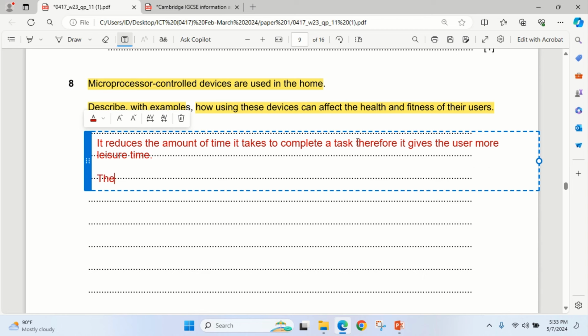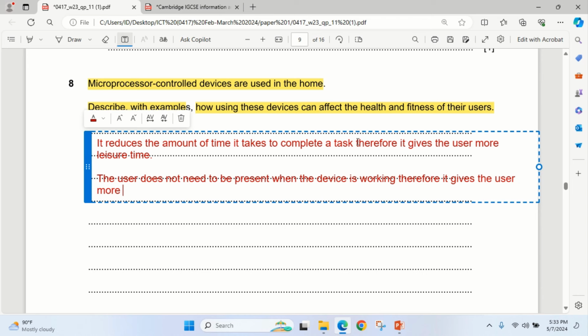Okay, the next one is that the user does not need to be present when the device is working. Like the washing machine, you don't need to be there while it's washing. And the effect is that therefore it gives the user more time for exercise. Okay, more or less, whichever one, more or less exercise, as the case may be.